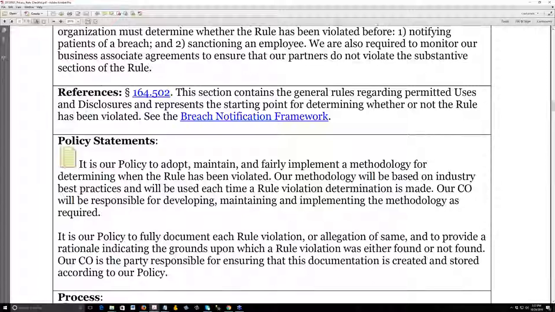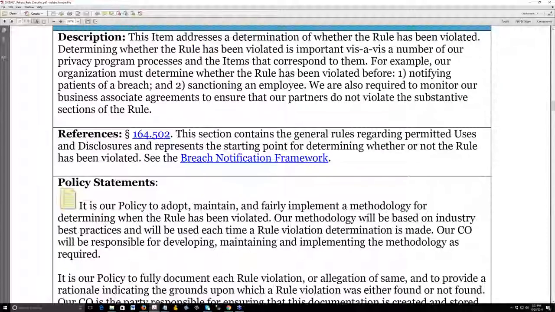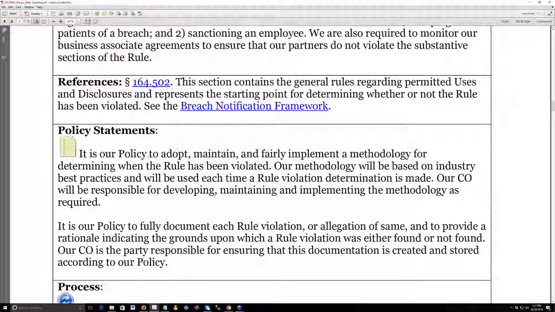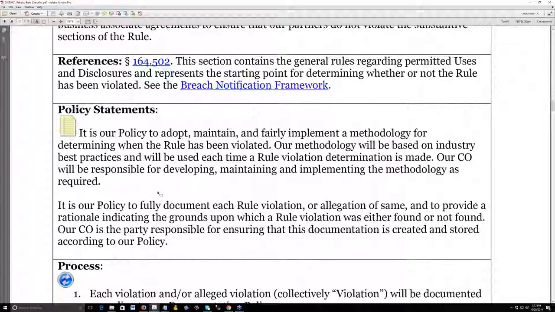So we just consolidated and said, okay, 164.502 is the general rule. That's where you go to determine if there's been a violation of the rule. And so this is our policy: it's our policy to adopt, maintain, and fairly implement a methodology for determining when the rule has been violated. Our methodology will be based on industry best practices, and so on. So you see that a policy is really gobbledygook. It's flowery language saying what you intend to do.